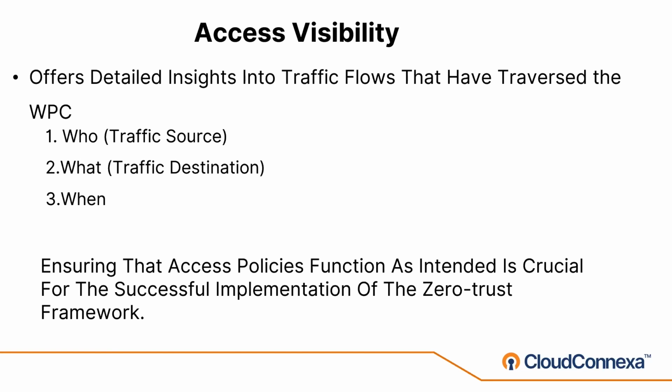Now, it addresses 3 primary concerns related to the traffic flow that's being processed by the WPC. First one is who, which is the traffic source, attempted or successfully accessed what, which is a traffic destination. And then which private applications are being accessed by any users. And when this occurred, the time and date. So ensuring that access policies function as intended is also crucial for a successful implementation of the Zero Trust framework, and that's what really matters here.